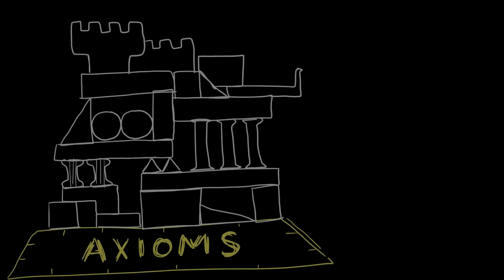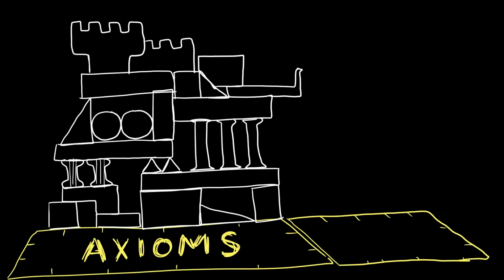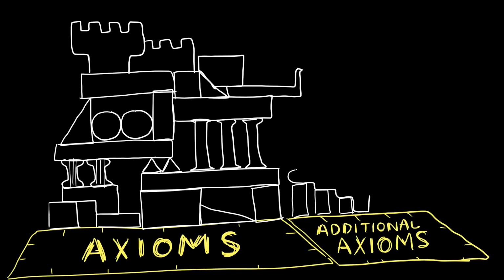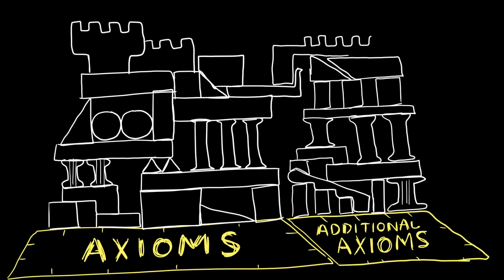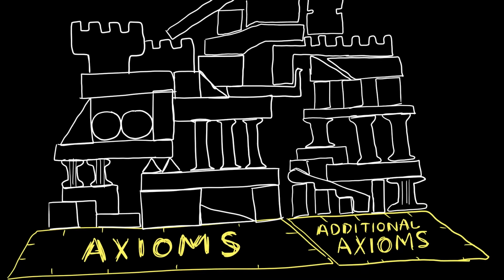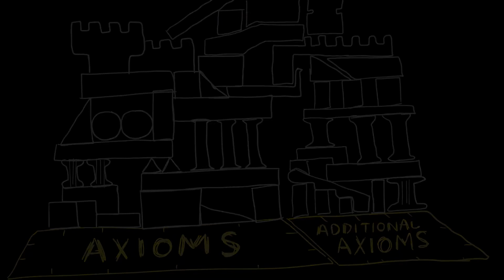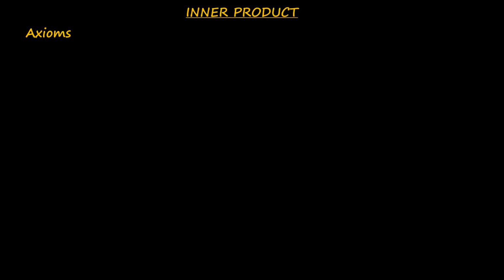Okay, so the inner product is like an additional foundation that we add to the formal axioms of vector spaces. We add these new axioms and they enable us to extend our building even further. These are the axioms that the inner product must fulfill. Linearity in addition. So when one of the vectors in the product is an addition of two vectors, we can simply add the inner products.